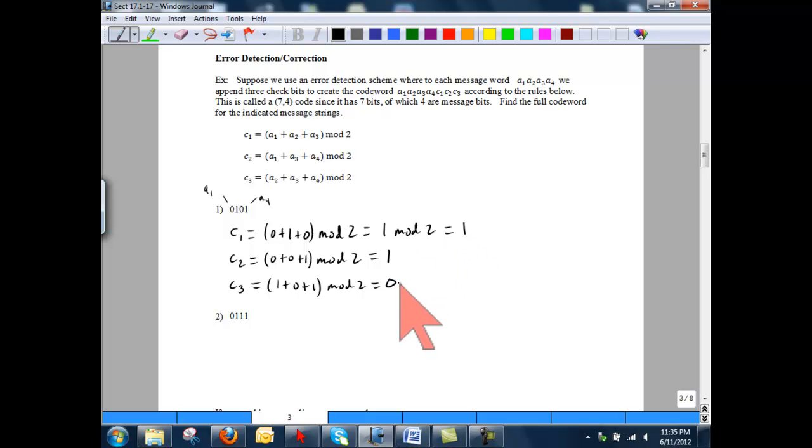So I've computed the 3 check bits, and the word then is, I take the 4 message bits, 0, 1, 0, 1, and tack on the 3 check bits in that order, 1, 1, 0. And here's the full 7-bit code word.